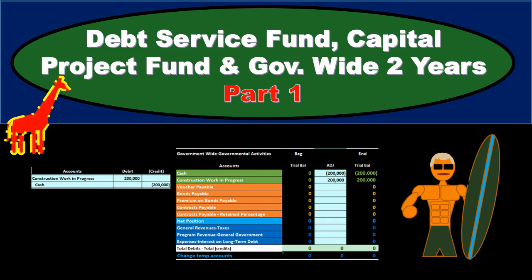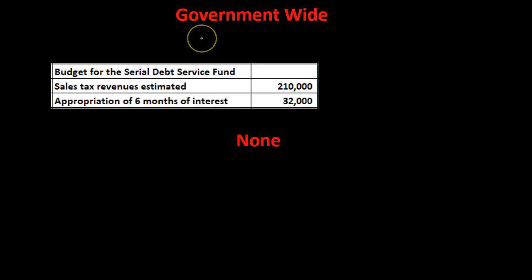In this presentation, we will take a look at a fairly comprehensive problem related to the Debt Service Fund, the Capital Project Fund, and government-wide activities. This will be 2 years worth of data. We're going to enter the information for the first year, look at the closing process, and then enter the data for the second year. Our goal will typically be to enter the data into the government-wide activities first, government-wide activity being on the accrual basis, then look at that transaction and think about how we construct the journal entries for the fund accounting side of things.